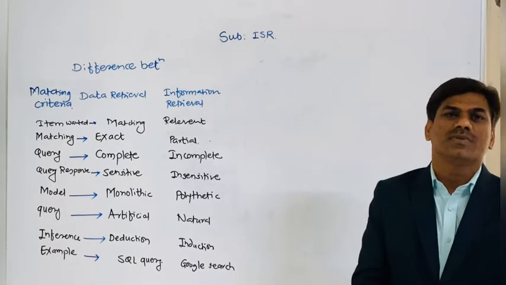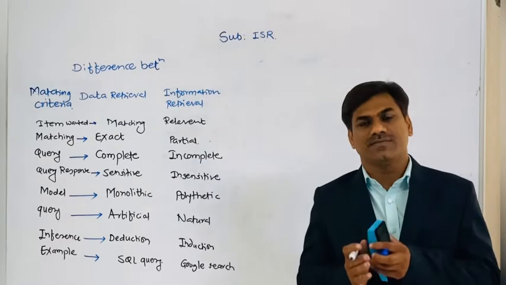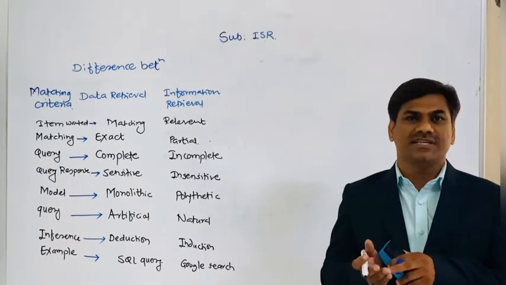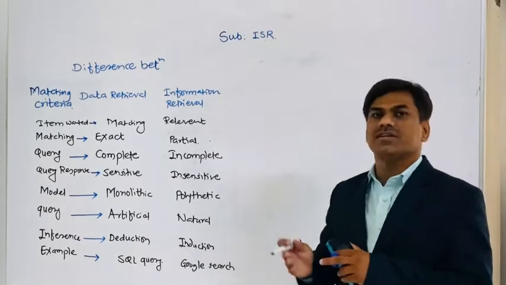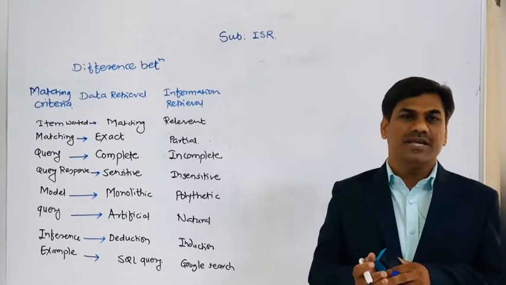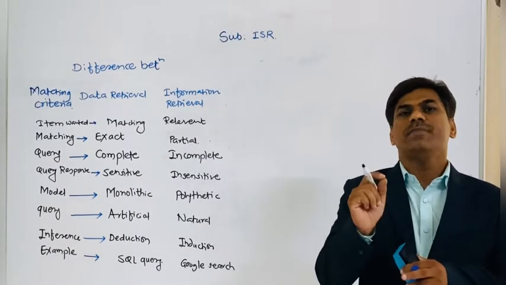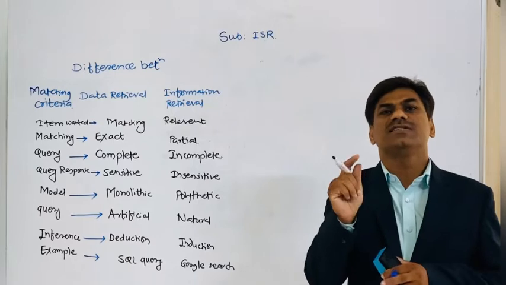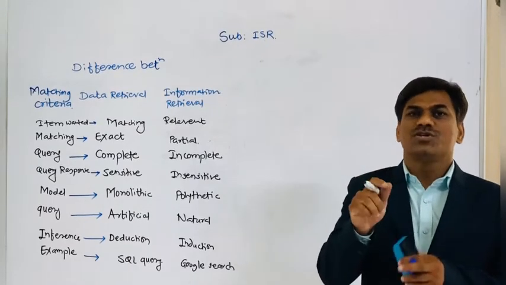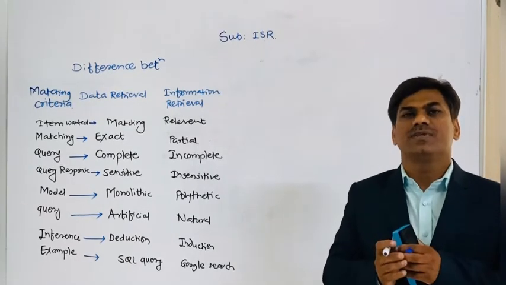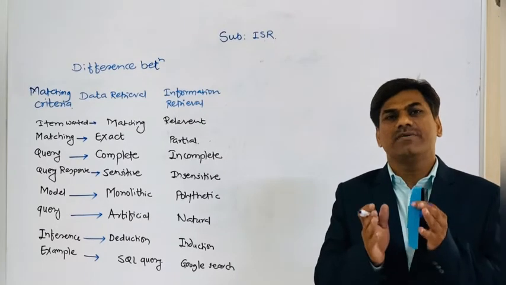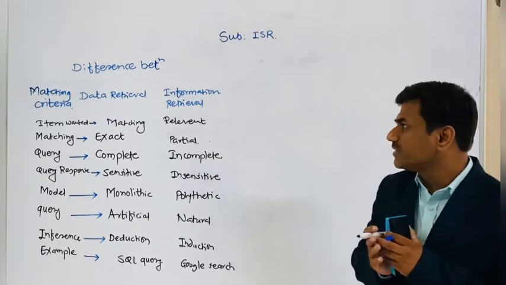We all know data is nothing but facts and figures. Ram, Sham, Sita, Gita are nothing but data, and information is nothing but data with some meaning. For example, "Ram is an intelligent student" is the information about Ram. So today we are going to see the difference between data retrieval and information retrieval.